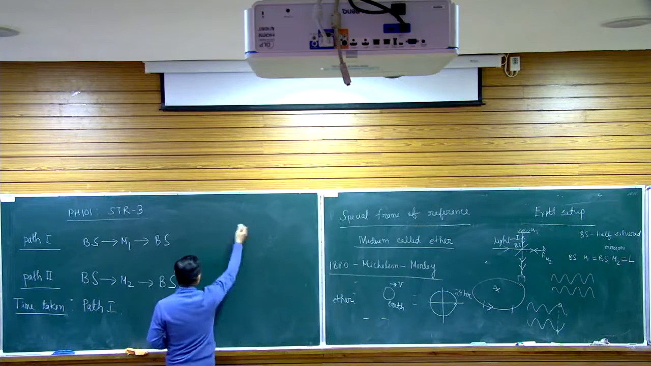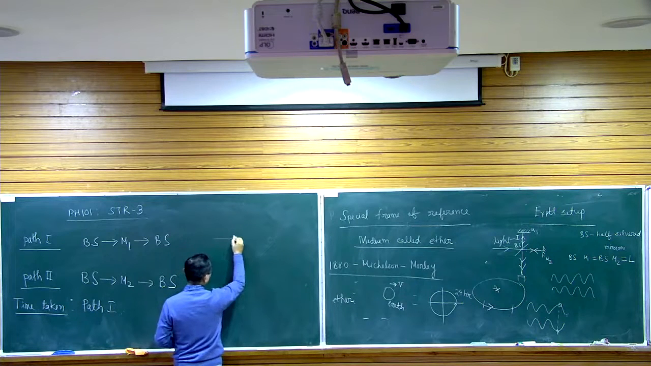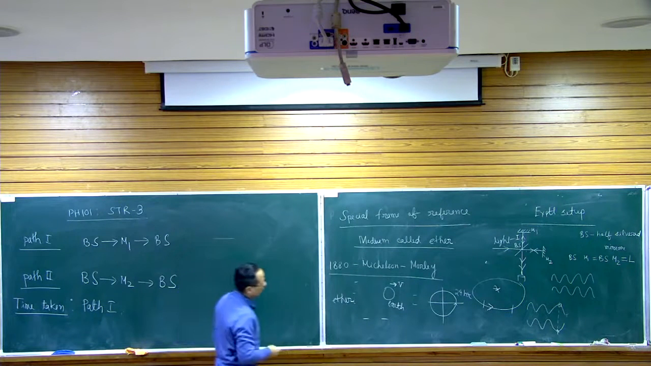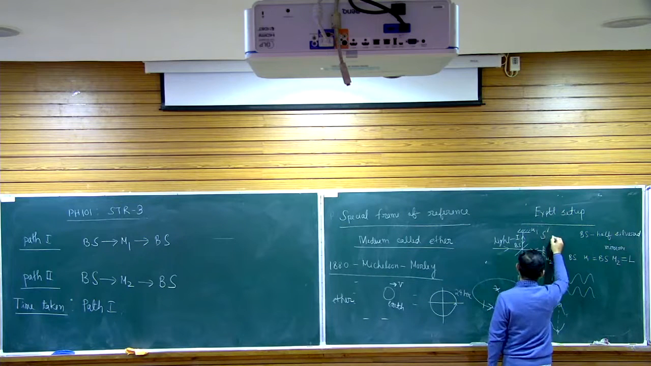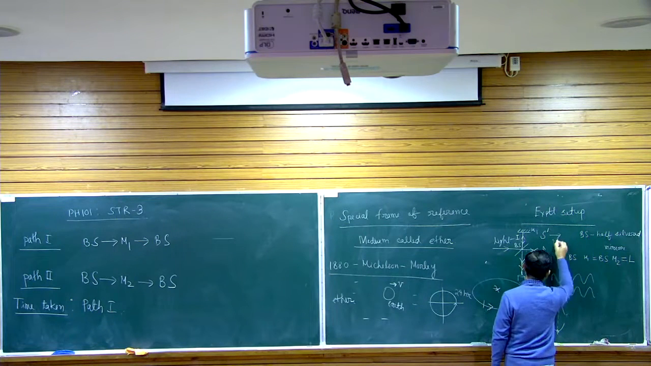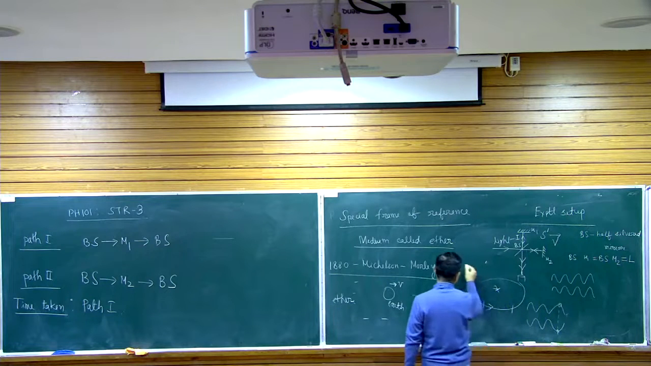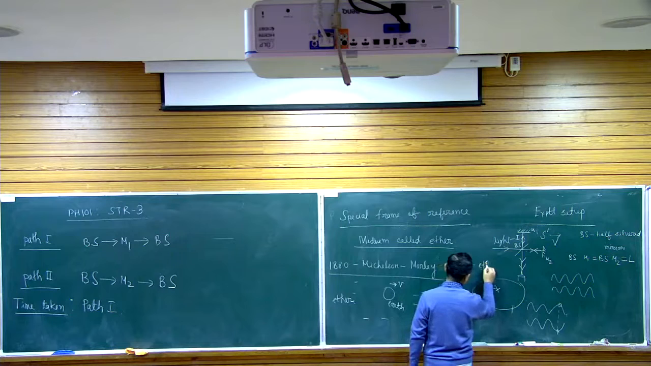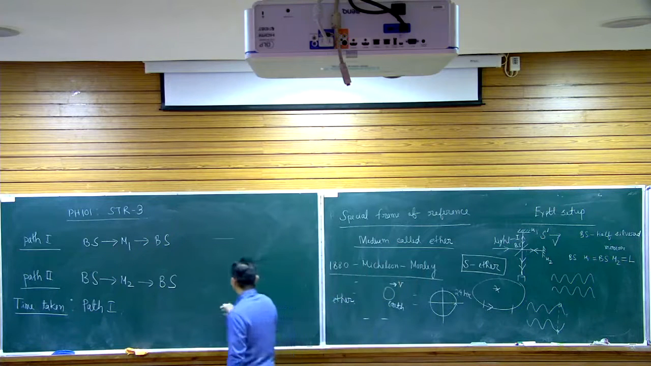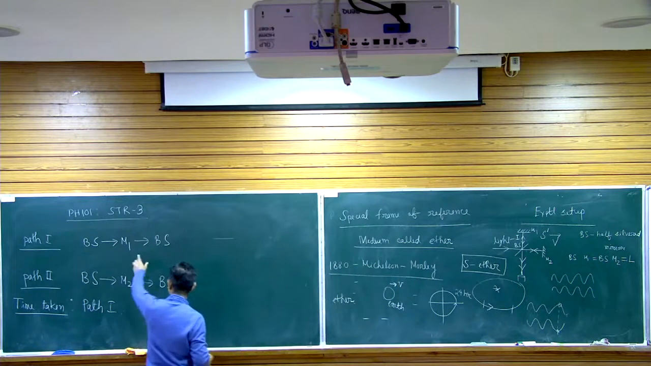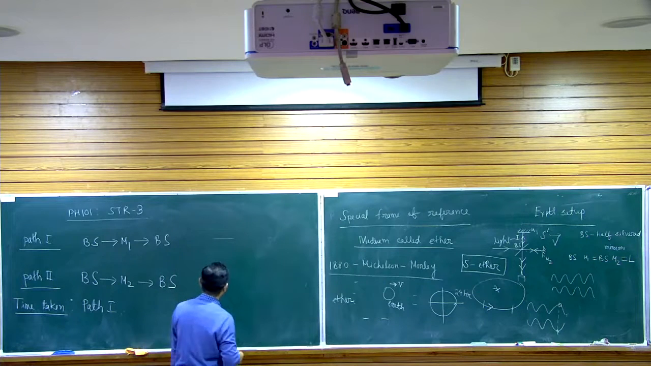So when we try to make the measurement, we look at how light is traveling from the frame of reference of the ether. Now let us assume that the setup is on the frame S prime, which is moving with the velocity v, but S is the ether frame. We are observing from the ether frame in order to find out the time taken along path 1.